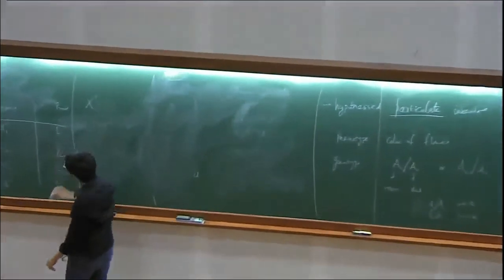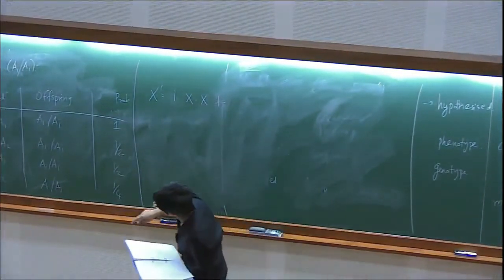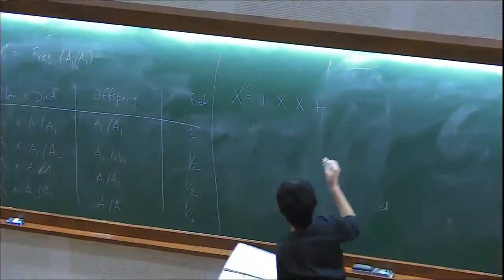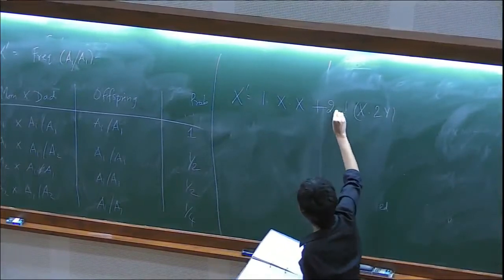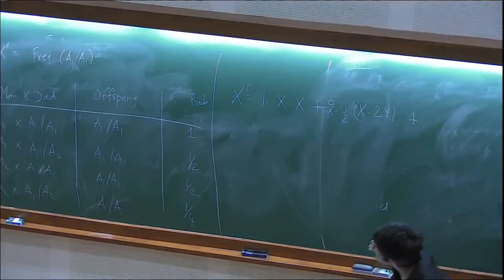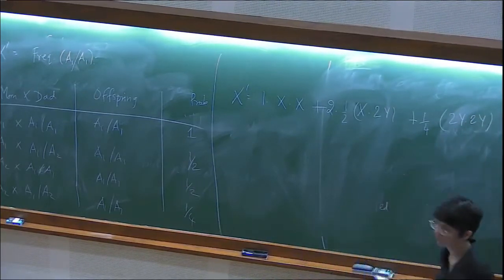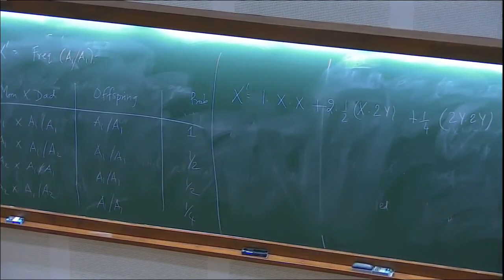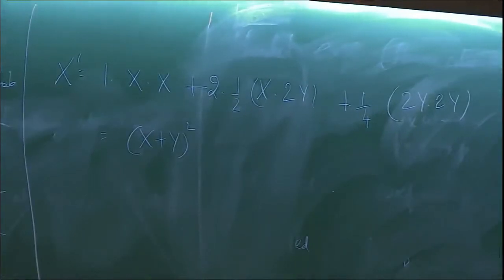So, x prime is therefore equal to x into x. That's a successful mating, with probability 1. Then what else? x into 2y, probability is half, and there are 2 such cases. The last term is 2y into 2y. Everyone okay with this? Yeah, that's simple. So you have to write it down carefully, slowly, and you'll get it.